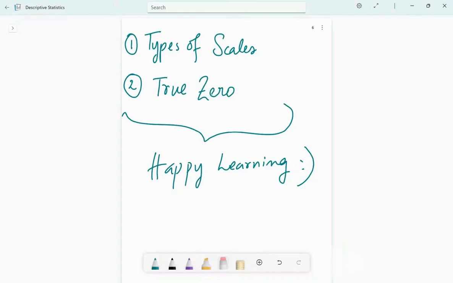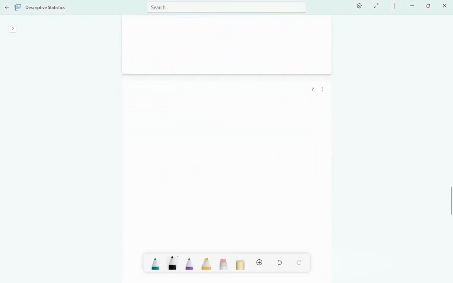Today we're going to study topics of descriptive statistics. The first is types of scales. There are 4 types of scales and a definition, which is true zero. Okay, let's start one by one. Our first scale is nominal scale.